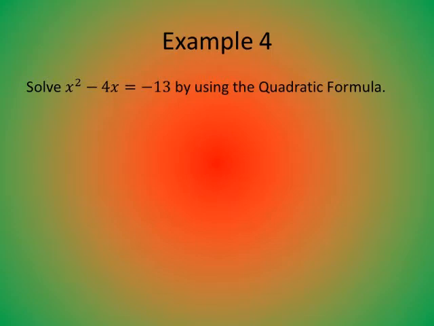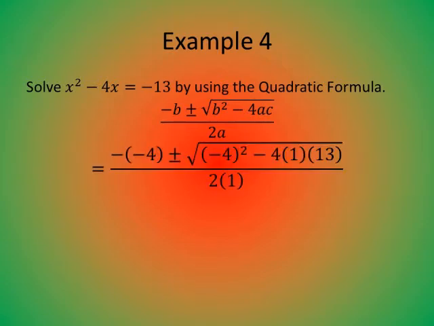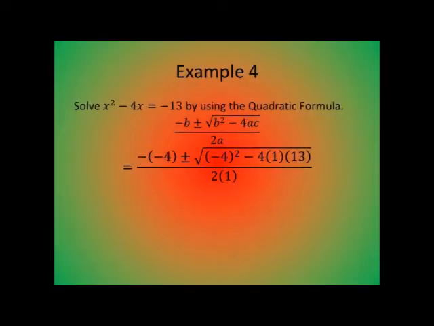For this last example, again, I have to get it set equal to 0 because I have x squared minus 4x is equal to negative 13. I'm going to add that 13 to both sides so that we have x squared minus 4x plus 13 is equal to 0. And now I can plug in my a, my b, and my c values. My a is 1, b is negative 4, and c is 13. So I have x equals negative negative 4 plus or minus the square root of negative 4 squared minus 4 times 1 times 13 all over 2 times 1.